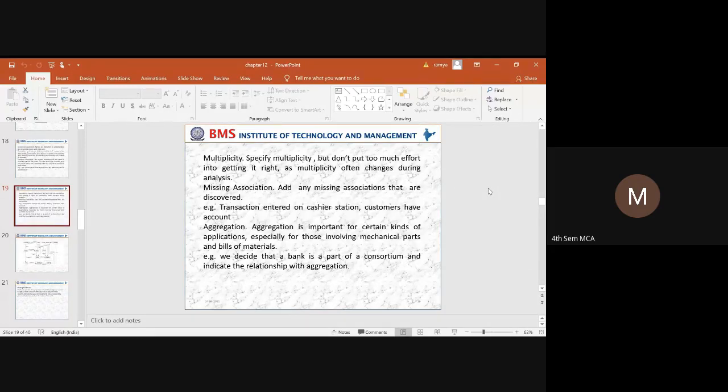So what is this aggregation? When we use aggregation, we are trying to combine different parts to look at them as one complete product or one complete object. There we are using the concept of aggregation. When we say a consortium, it is nothing but a combination of all the different banks, and we have a relationship among all these banks, a banking concept, with respect to aggregation.